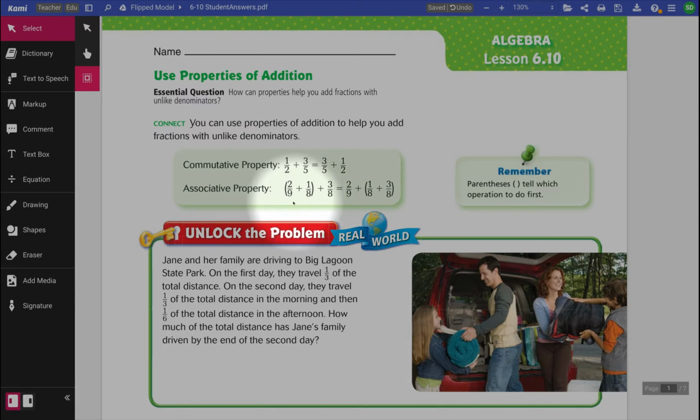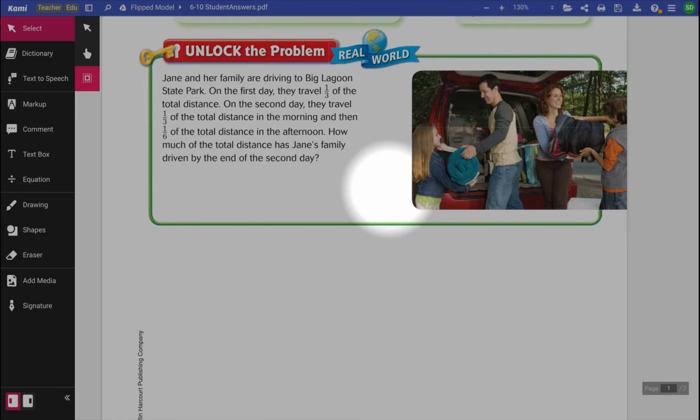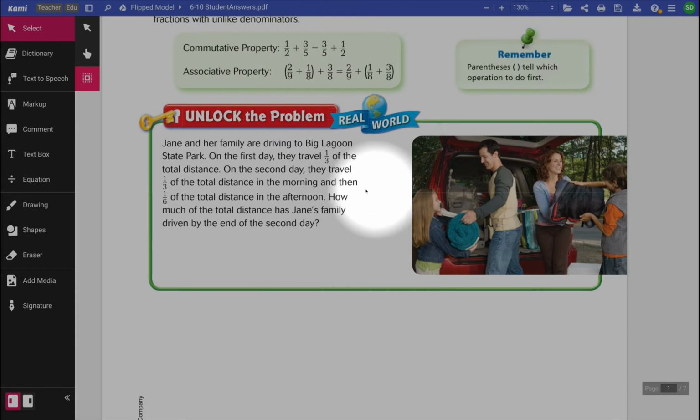In this example, they show the sum of 2/9 and 1/8 plus 3/8 is the same as 2/9 plus the sum of 1/8 and 3/8. And that makes sense because it's easy to add 1/8 and 3/8 first. I would have done that as well. So let's look at this example. It's a pretty simple problem, but we're going to use properties to make it easier for us. So let's read it real quick.